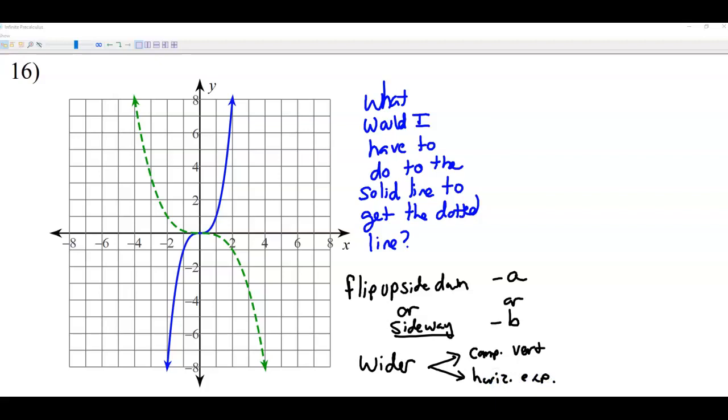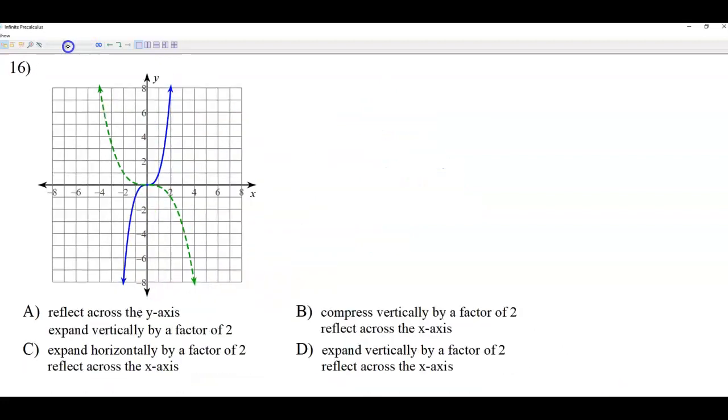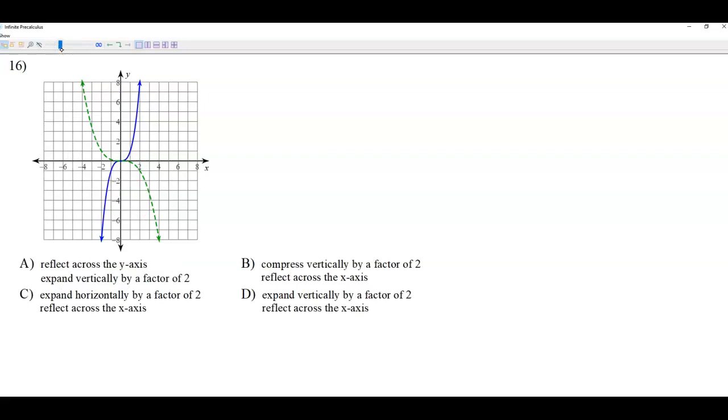Now, for a vertical compression, that would mean that the absolute value of A is less than 1. And for a horizontal expansion, that means that the absolute value of B is less than 1. So it's one of these, but I don't know which it is. Is it being compressed vertically or horizontally expanded? So it's either got a negative A or a negative B, and then on top of that, the A value or the B value is less than 1. So let's go ahead and take a look at our options here and see which one fits the bill.